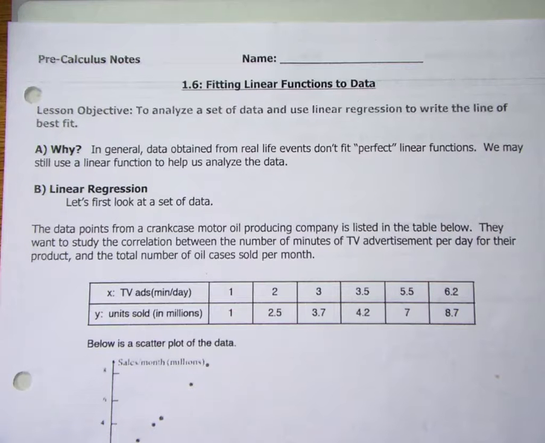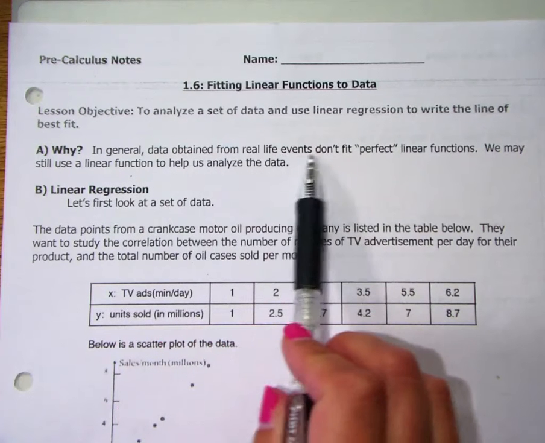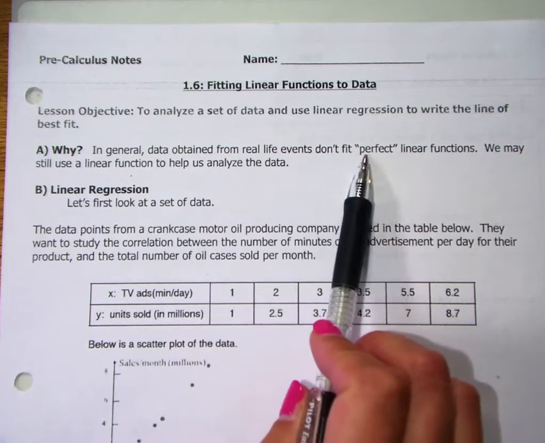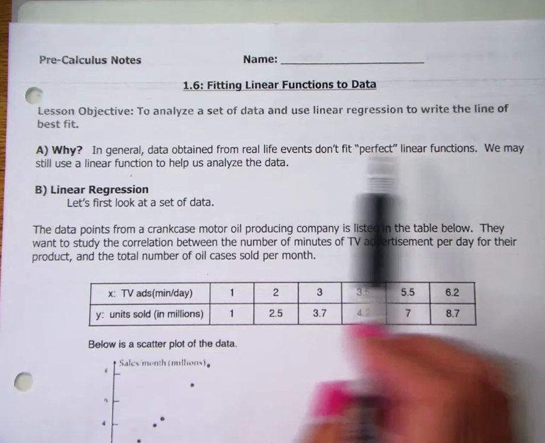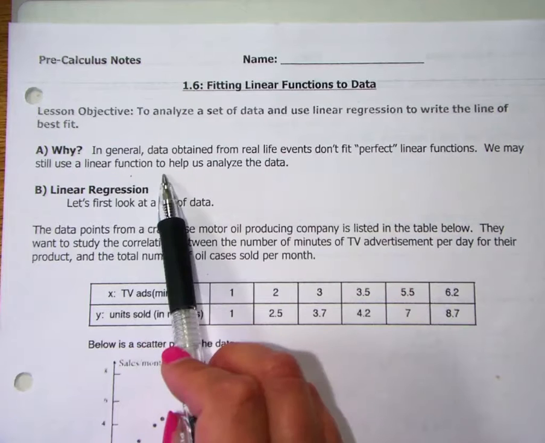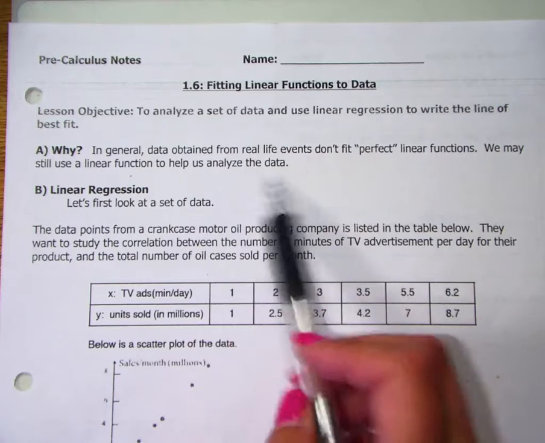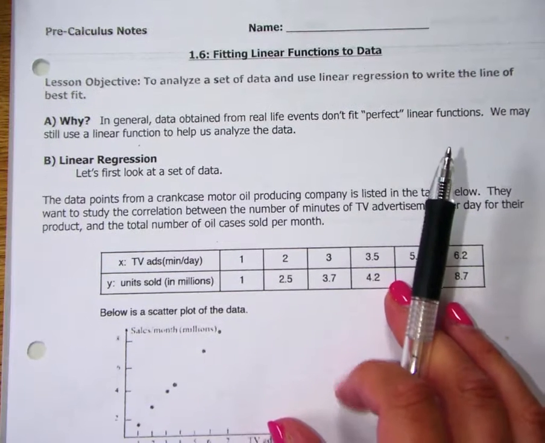Okay? So what we are talking about today is fitting a linear function to a set of data. So here's why. Why do we do this? In general, data obtained from real life events don't fit perfectly. It's very hard to find a situation in the world that's a perfect linear relationship. But a lot of times we'll still use a linear function to help us analyze the data or model the data. We talked day one about a math model. This would be considered a math model. So talking about what we call linear regression.